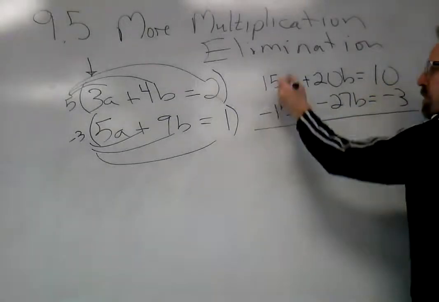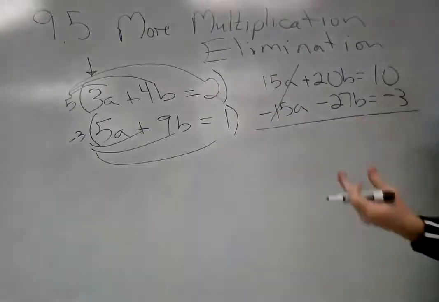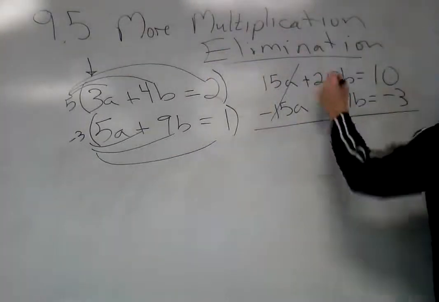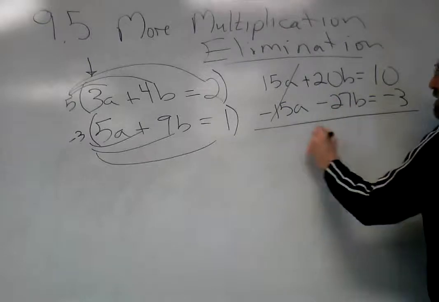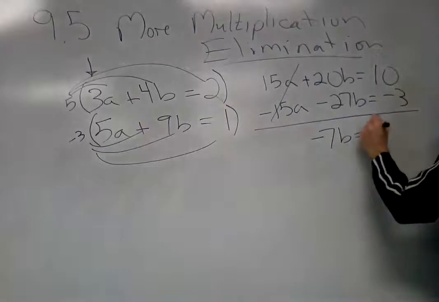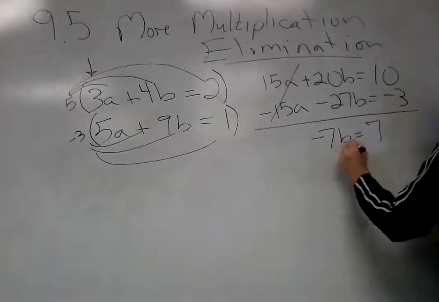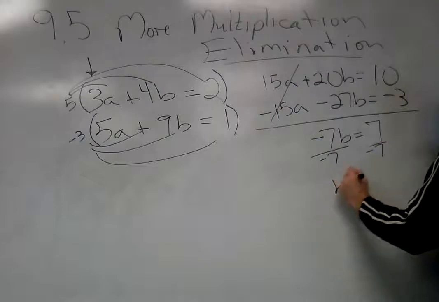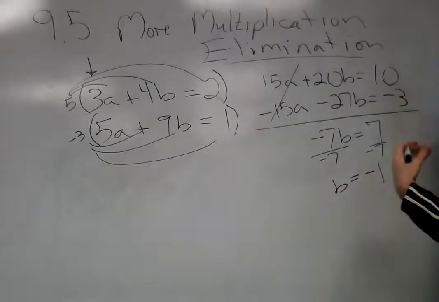So 15a minus 15a, that's what we want. We want one of them to be eliminated. So we want to eliminate one of them. 20 minus 27, -7b. 10 minus 3, 7. So divide by -7, b equals -1. So we have one variable.